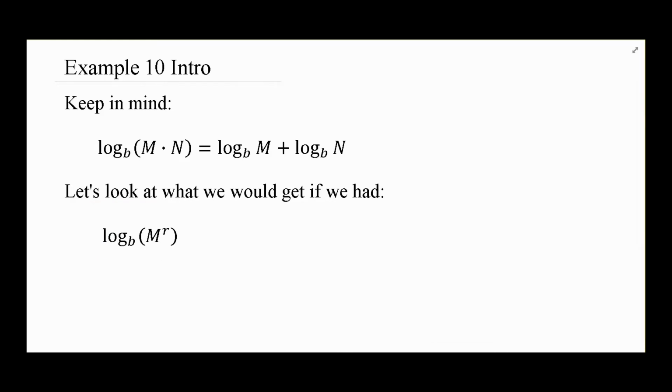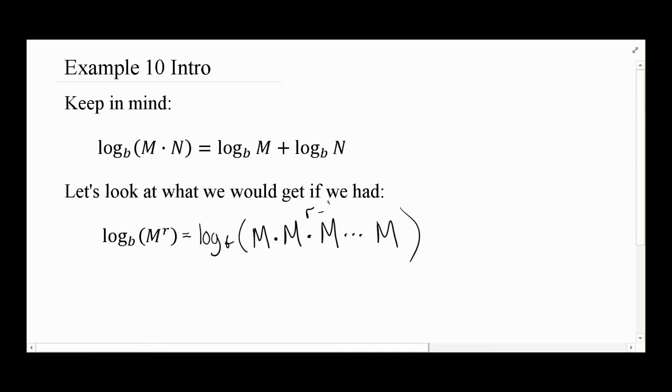So what I want to do first with this to figure out what the rule is, so keep in mind that's what's going on here, we're trying to figure out what the rule is, I want to just use the definition of what an exponent means. This means m times m times m a bunch of times. How many times? R times. So that's what's going on. That's what it means when I have log base b of m to the r.